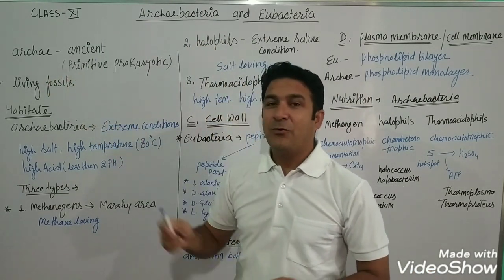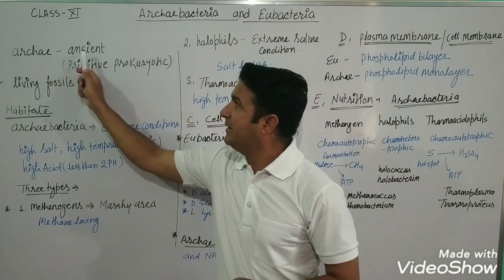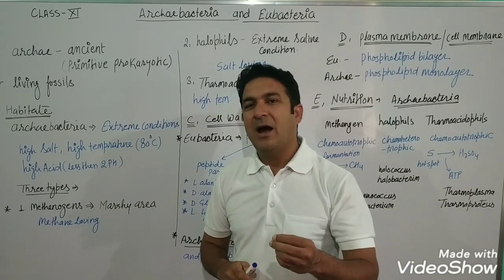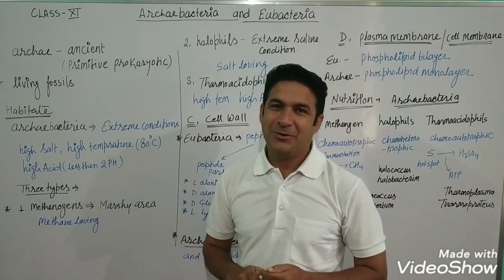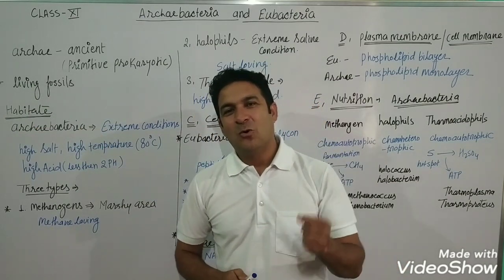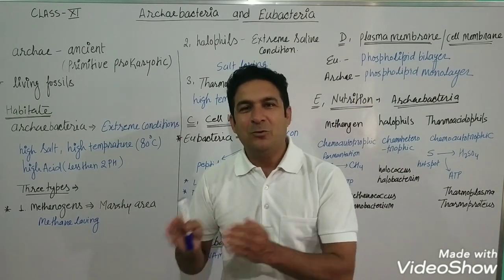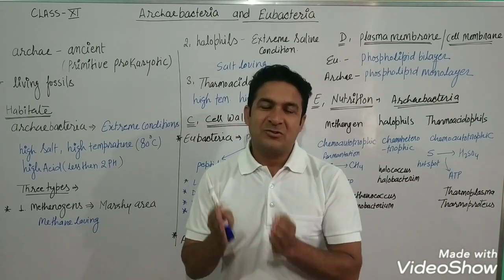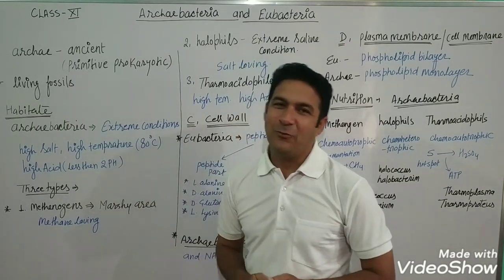First of all, we will discuss Archaebacteria. Archaebacteria is formed by two words, archae and bacteria. Archae means ancient, ancient means old. So Archaebacteria are ancient bacteria, that means primitive prokaryotic bacteria, and these are also called living fossils. Now the question comes, why are these called living fossils? Because from the beginning till now, there is no change or modification in their structure across time. That's why these are called living fossils.